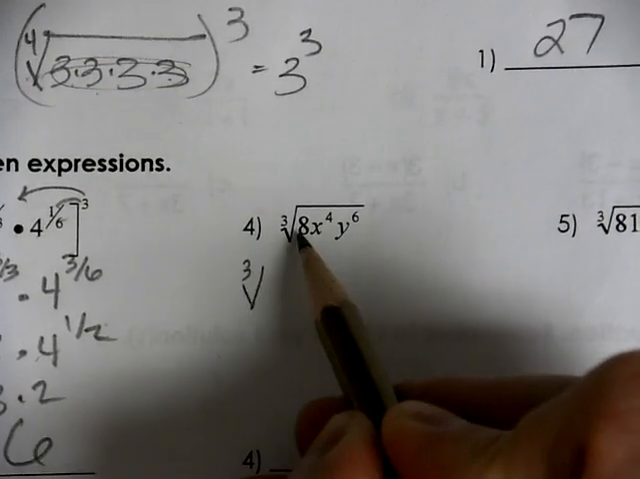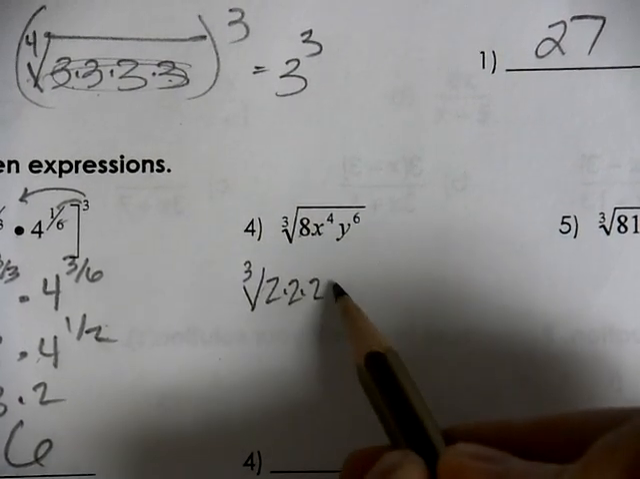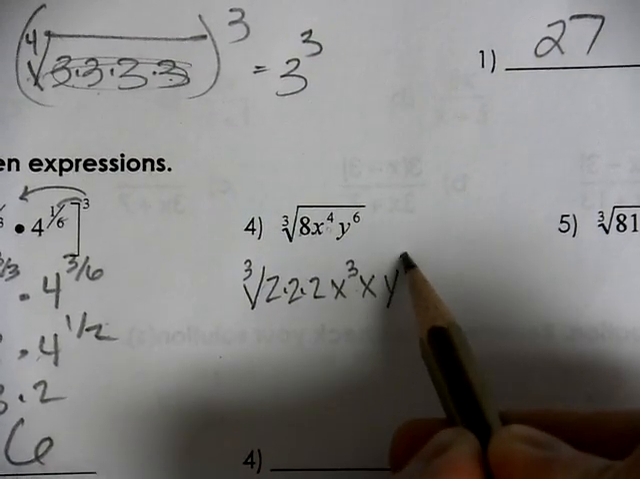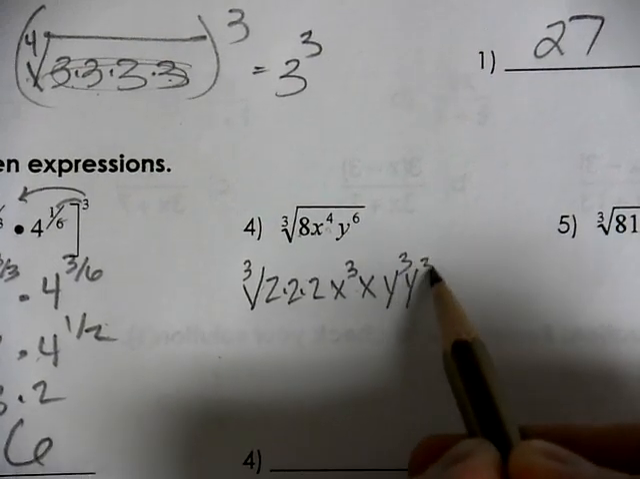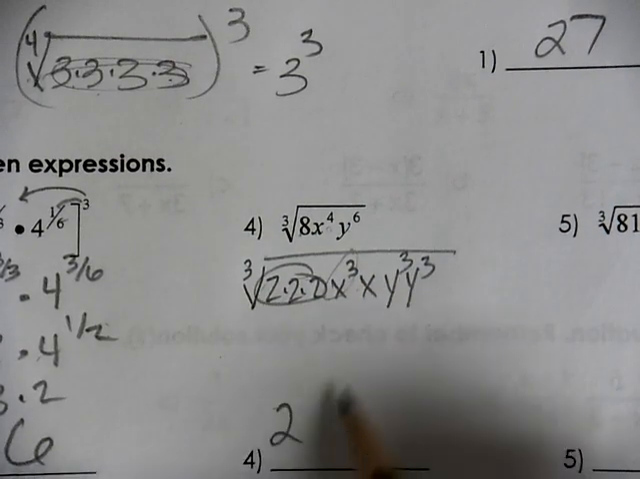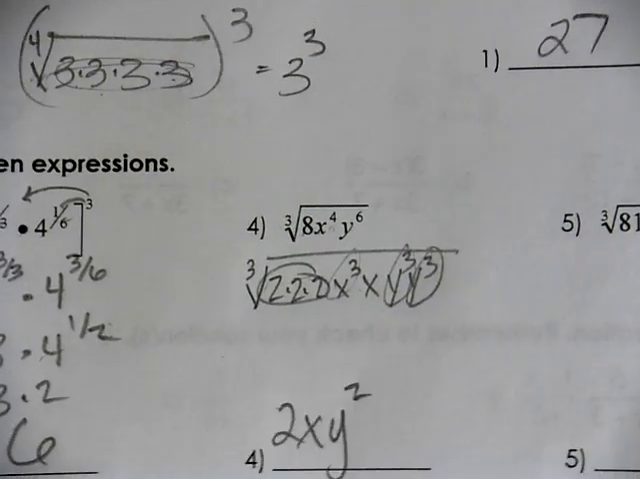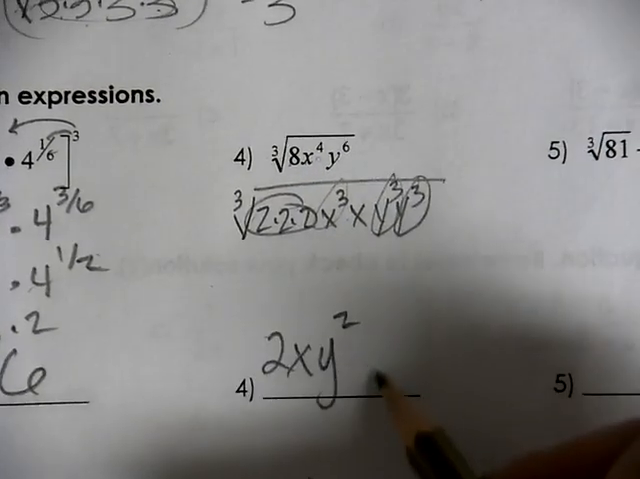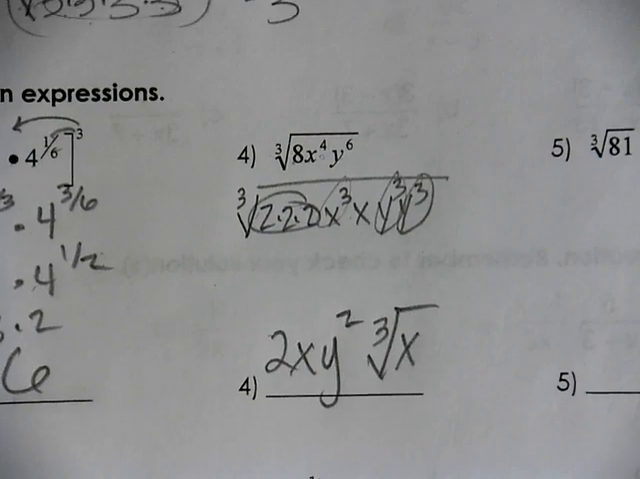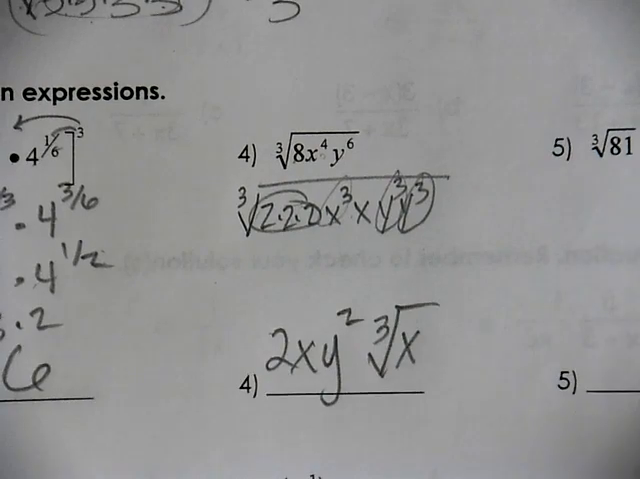We're doing the cube root of 8. 8 is made up of 2 times 2 times 2. Then there are 3 x's and an extra x. There are 3 y's and an extra 3 y's. So we have 3 of a kind, which gives us 2. We have 3 of a kind in the x's. We have 3 of a kind twice in the y's. So we have y squared. So in the radical, we still have that x left over. So we need that to be the cube root, because that's what the original problem was, of x.